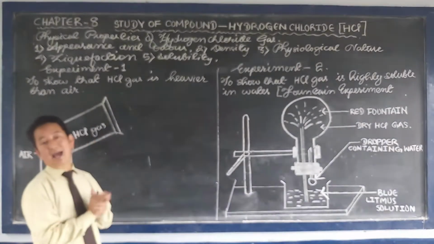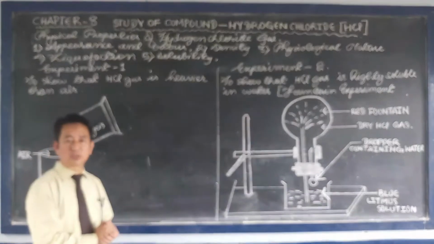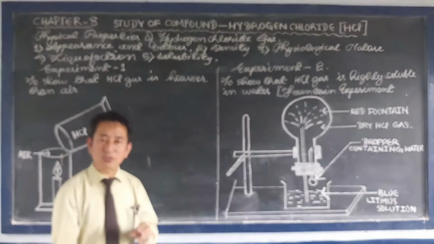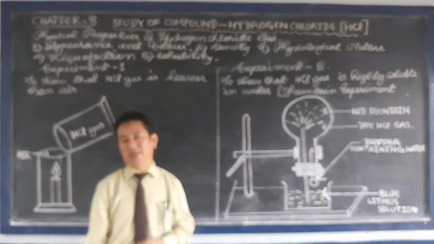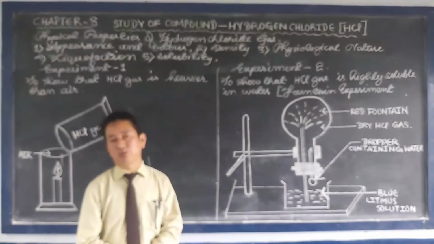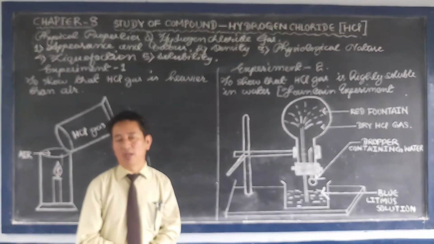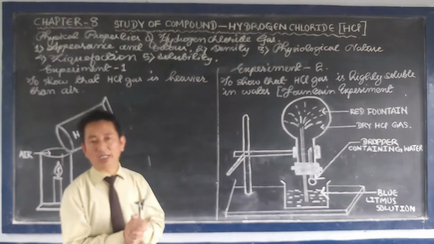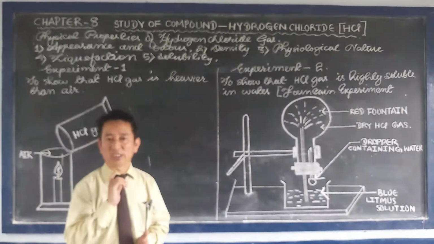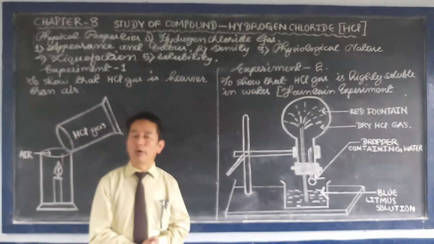Now, state the method of the collection of hydrogen chloride gas. Hydrogen chloride gas is collected by the upward displacement of air, because it is heavier than air. And it is not collected over water, because it is highly soluble in water.